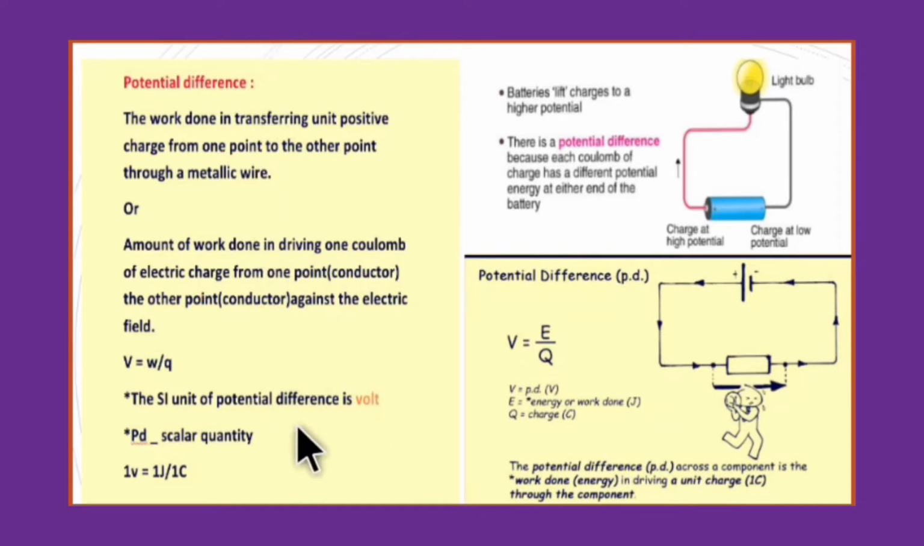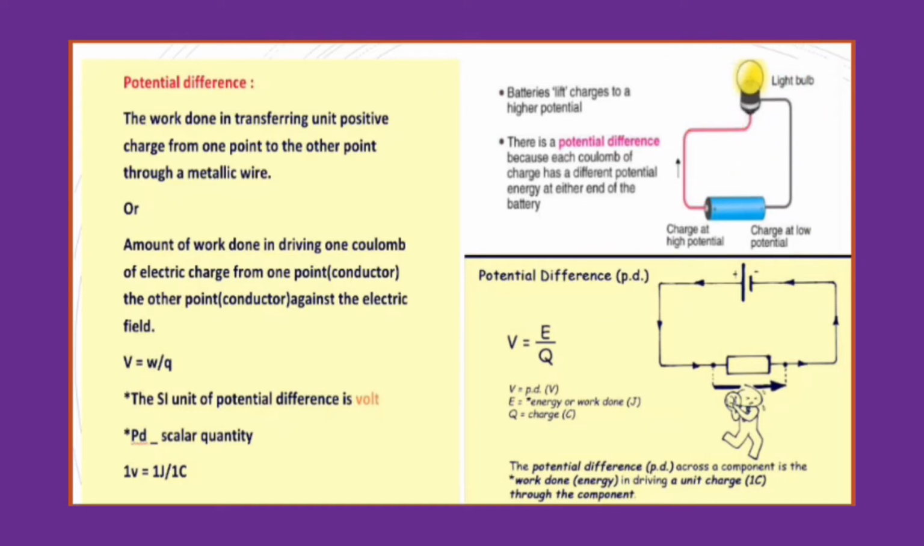Okay, and it is represented by V is equal to W by Q. You can observe here in this image a cell is connected through a metallic wire to a bulb, and the charge starts flowing from A to B when the current is flowing. If you take point A, the positive end will have high potential, and on the other hand the negative end will have low potential. So the current flows from high potential to low potential, as against the electrons, which move from negative to positive.